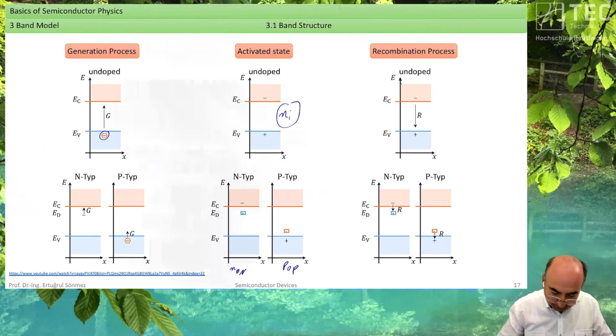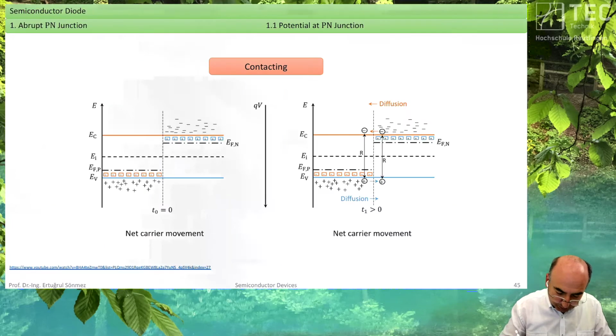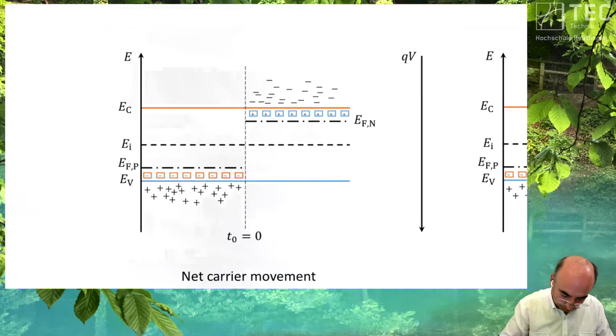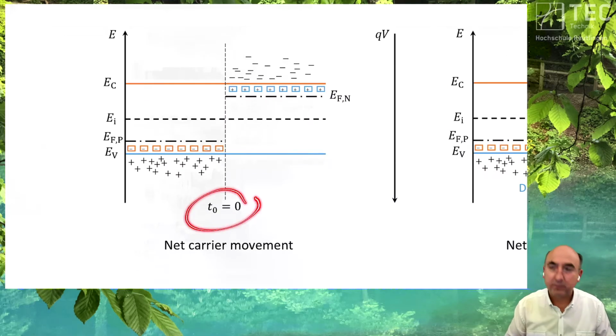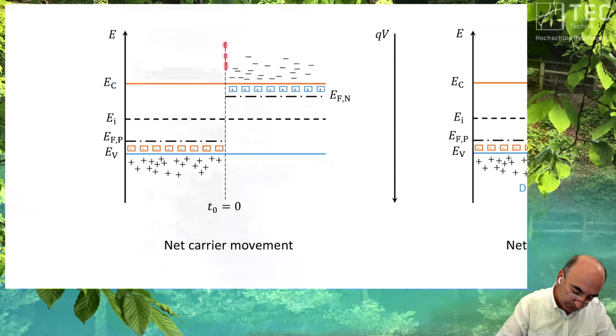Now we have this in addition, as a function of the x-axis, using all the knowledge we have learned up to now. Okay, let's start. At time 0, we are not in equilibrium. Important. We're not in equilibrium.